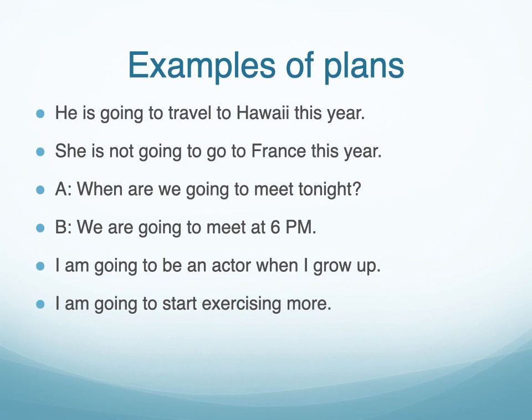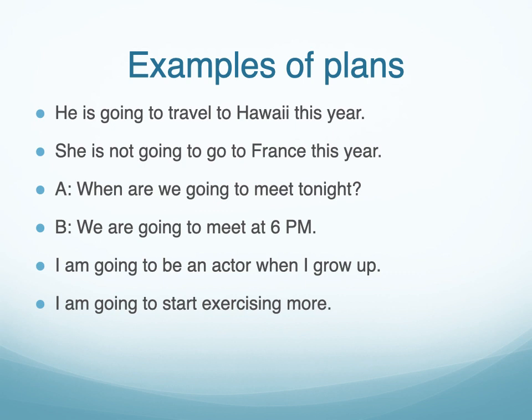So they're talking about a plan. They obviously have a plan to meet, and the person is wondering at what time they're going to meet. And then person B uses the same form to answer the question about the plan: "We are going to meet at 6 p.m." So anytime we're talking about these plans, whether it's the question or the answer, we want to use be going to. So, "When are we going to meet tonight?" "We're going to meet at 6 p.m."